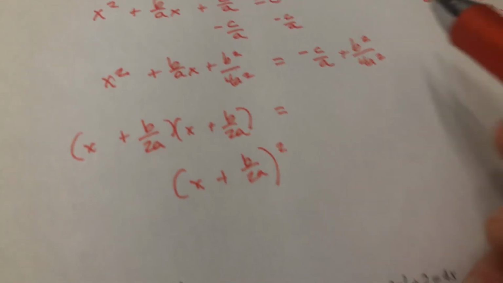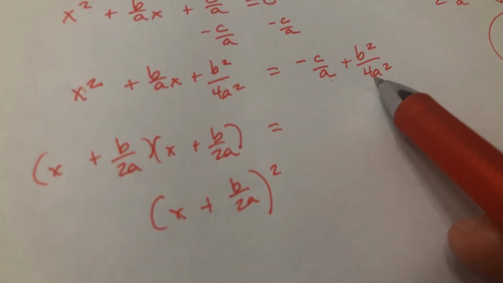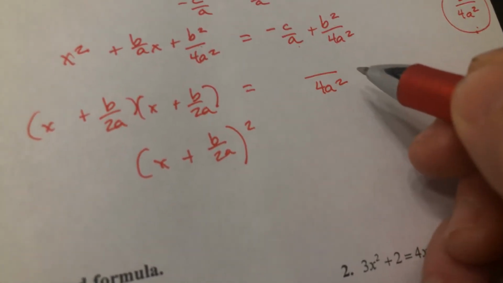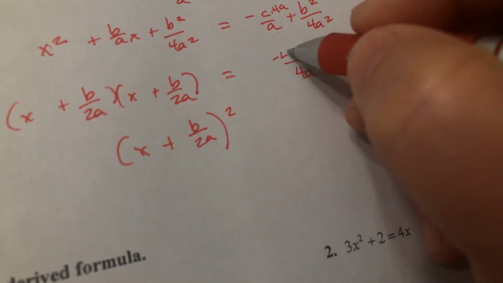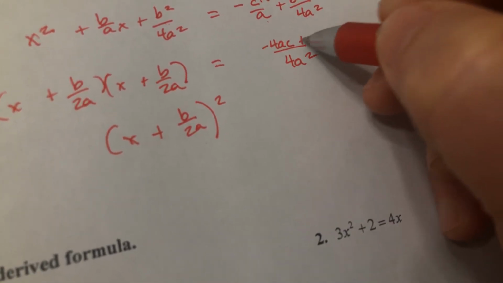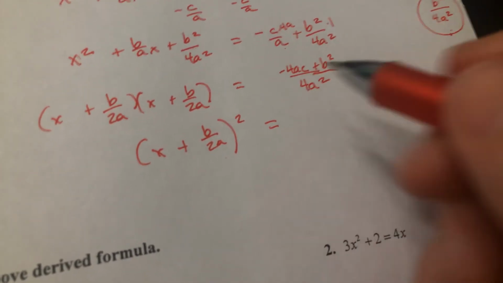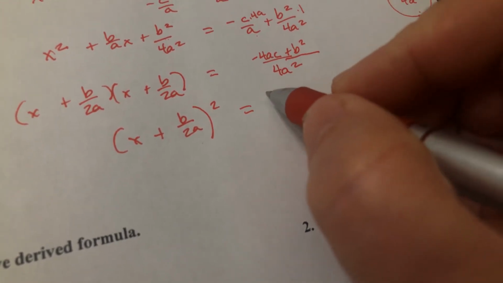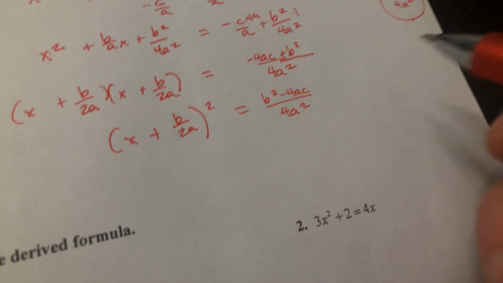Now over here, we have to add two things that have a different denominator. So I need to find a common denominator of 4a squared. Now this guy needs a 4 and an a. So that's going to become negative 4ac. This guy doesn't need anything, so that's going to stay plus b squared. Now, you don't have to do this, but mathematicians tend to flip this numerator around and put b squared and then minus the 4ac, all over 4a squared.